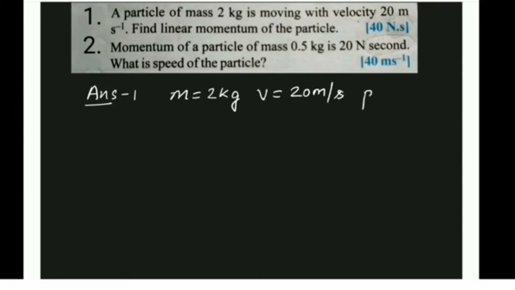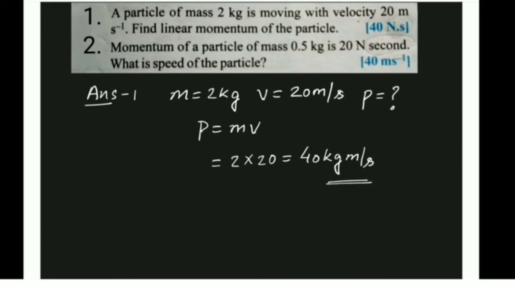So we have to find out P. Linear momentum is denoted by small letter P, and the formula is mass into velocity. So 2 into 20 equals 40 kilogram meter per second. Our answer is coming in kilogram meter per second, and here it is given in Newton second, so is one in the same thing.